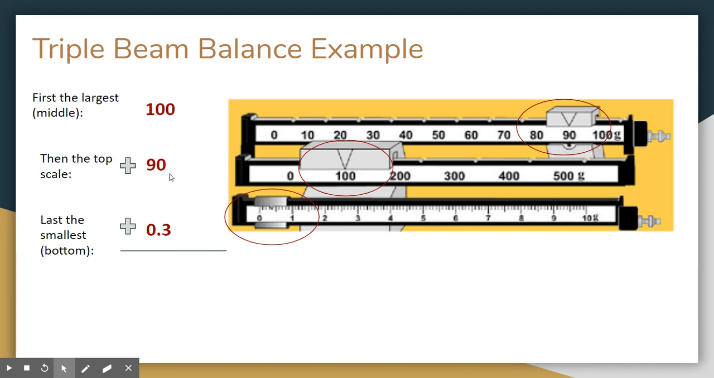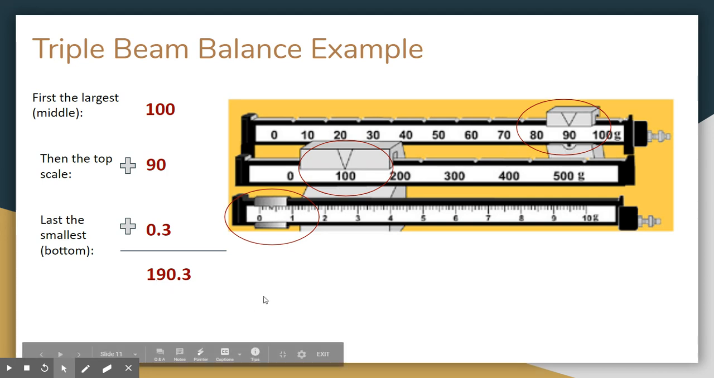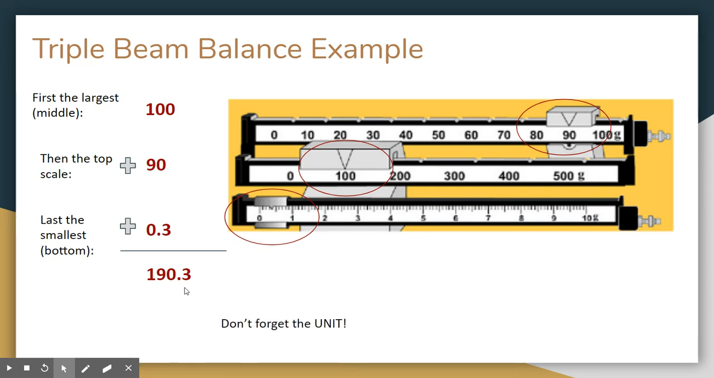So 100 plus 90 plus 0.3, that gets me 190.3. But am I finished? Hopefully you're shaking your head no, because that's just the number. That's only one part of your answer. You also need to have your unit. So don't forget the units.